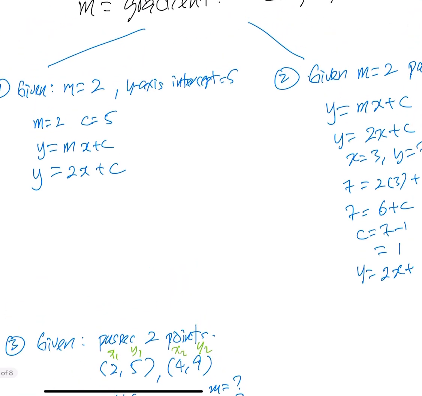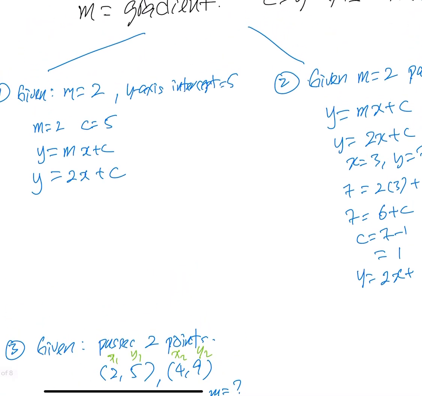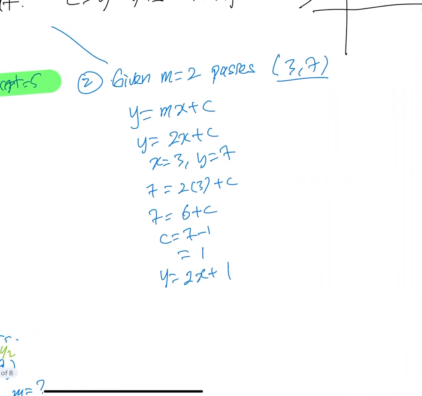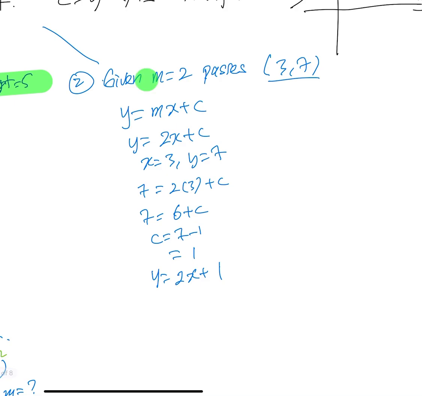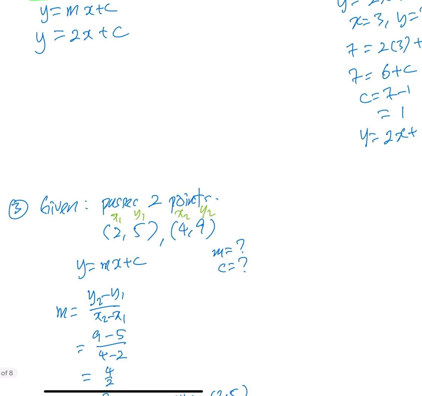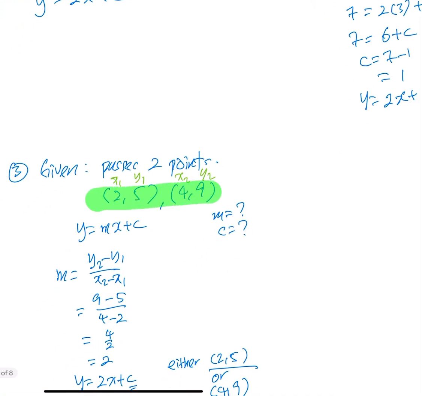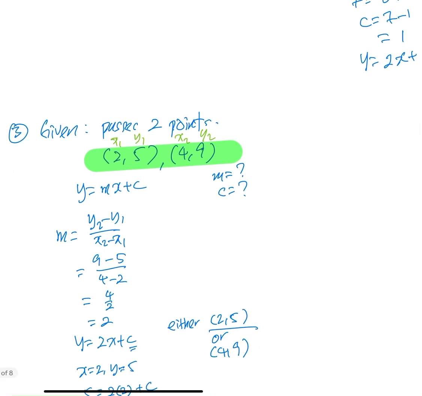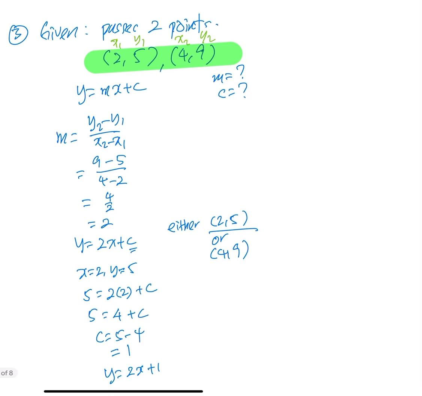So in order to find the equation of a straight line, you need to have either the gradient and the y-axis intercept. If the question gives you these two, you can straight away put them in. If not, if you have the gradient by itself, you need to have another point that the line passes through, and then you can find the equation of the straight line. The third one is if the question gives you 2 points. So long as I know 2 coordinates that the line will pass through, I can also find the equation of the straight line using this method. Okay, I hope this is clear.